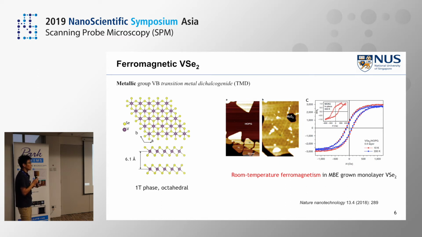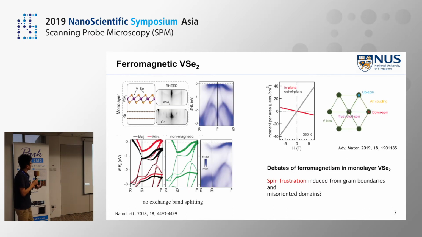SQUID is also a widely used method to see the magnetic properties. However, the ferromagnetism of VSe2 monolayer is still under debate, because some following groups repeated the growth of the monolayer VSe2, but they didn't see any magnetic exchange signal in their study.